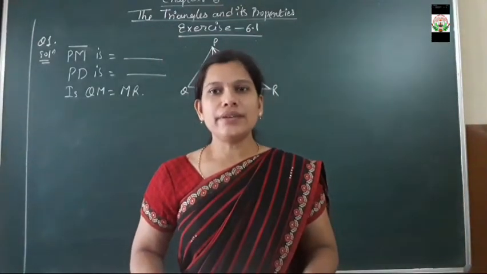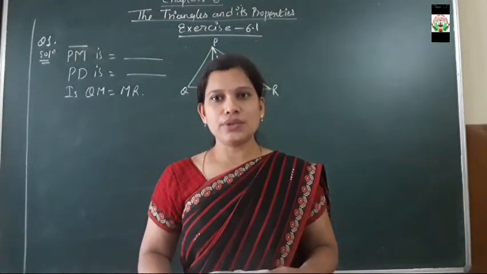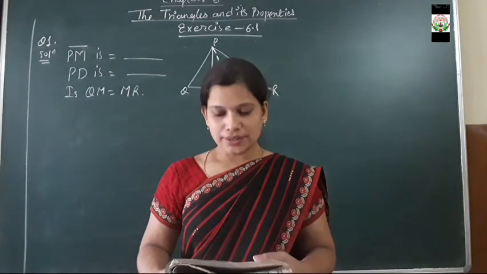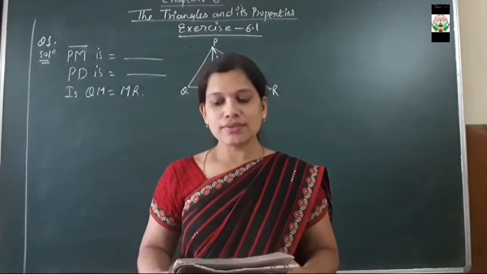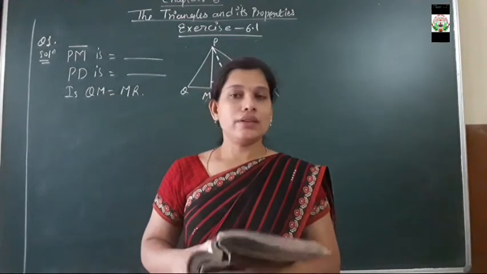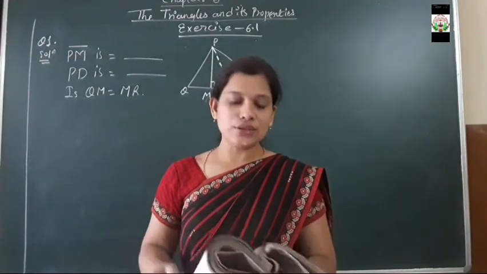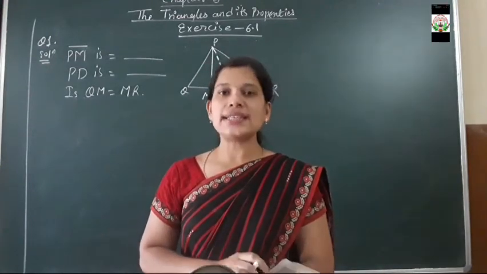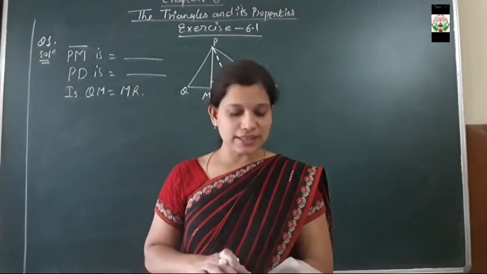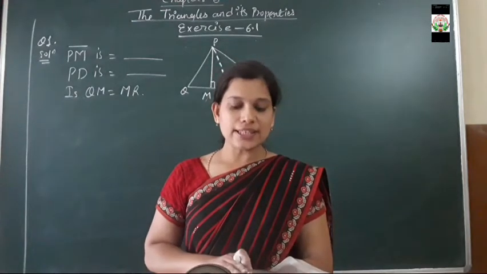So starting with the same, here we are going to see the next exercise 6.1. Okay, definition and properties of a triangle is over. Now continue with the exercise 6.1. It's a very small exercise. What is said in exercise 6.1?